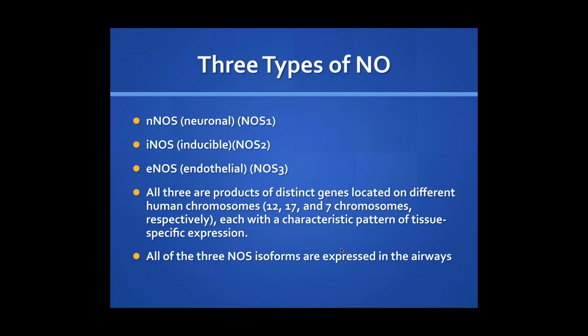So all three are products of distinct genes. They're located on different human chromosomes. Kind of interesting here that the same product, nitric oxide, is created by three different genes on three different chromosomes, and each of them has a characteristic pattern of tissue-specific expression. And all three are expressed in the airways, so it has a very strong effect on our lung issues. Like asthma is a classic example of nitric oxide pathway issues.